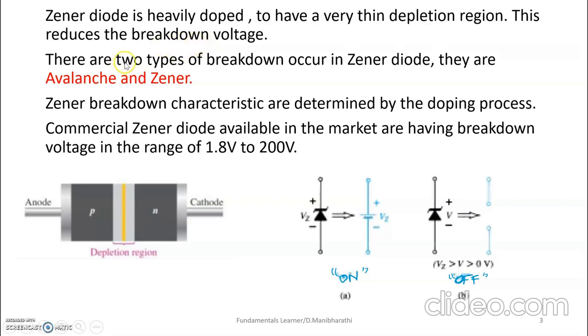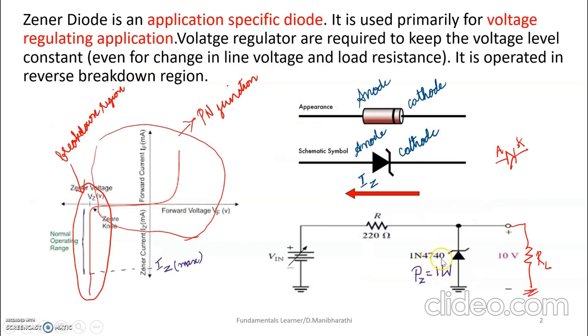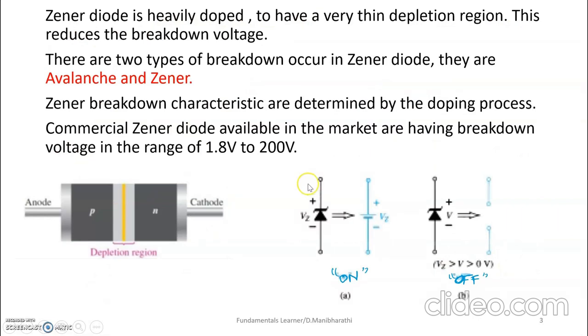Okay, they say that two types of breakdown occur in the Zener diode. One is avalanche breakdown, another is Zener breakdown. We will be comparing those breakdowns in the coming slides. And these breakdown characteristics depend on the doping process. In the market commercially, by using a Zener diode, I can regulate a voltage from 1.8 volt to 200 volt. If you need a constant voltage of 200 volt, you can purchase a specific Zener diode. Because in the previous slide we saw that IN4740 is capable of regulating 10 volt. There may be some other Zener diode which is capable of regulating 1.8 volt up to a maximum of 200 volt, available in the market, right?